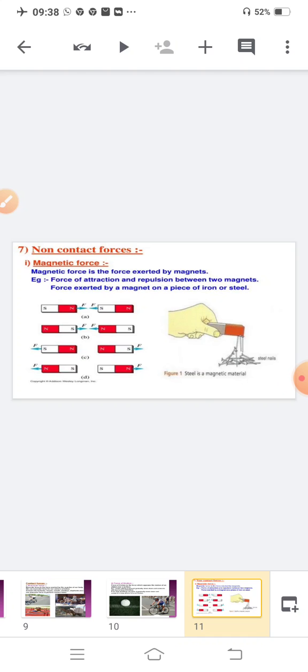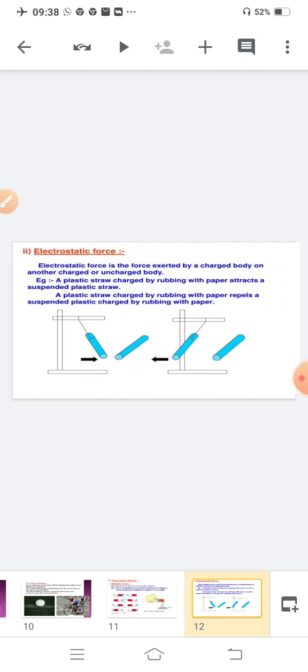Is this clear? The second one is electrostatic force. And before that, you can do one activity to see the result of magnetic force.